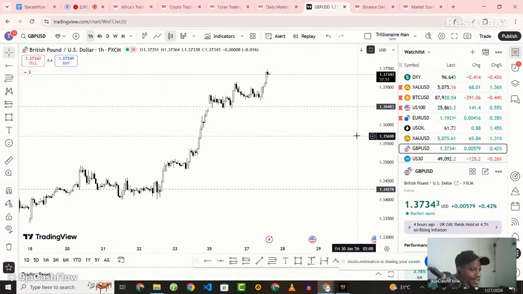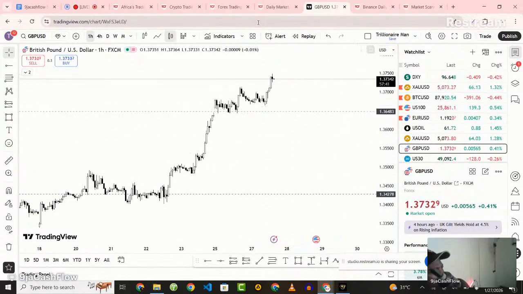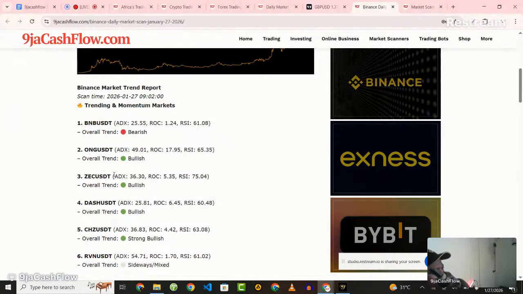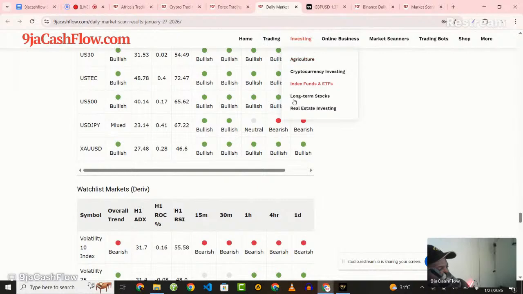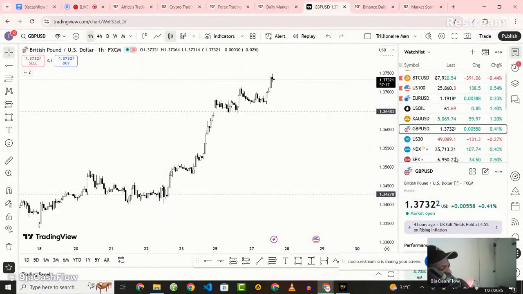So we have the four markets that we trade here: gold, Bitcoin, US100, Euro. But yeah, we are seeing other setups on ZEC USDT, Zcash, even on Dash. So I will check Dash shortly. Someone said Zcash is bullish overall, but I'm seeing a bearish setup for Zcash.